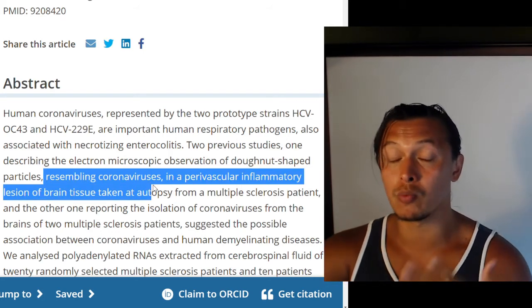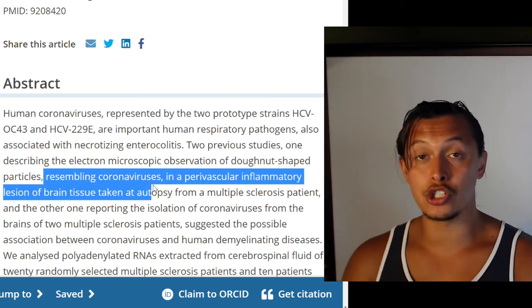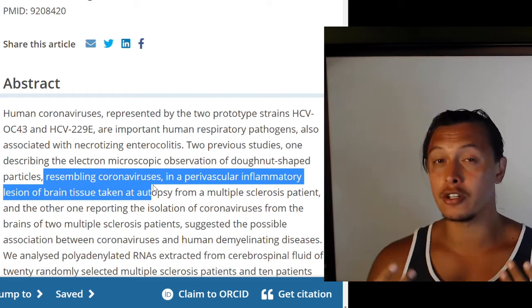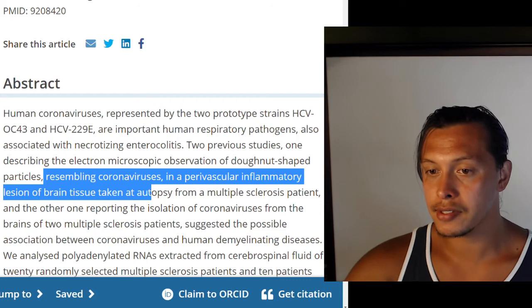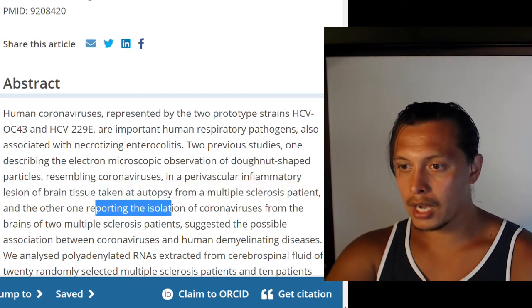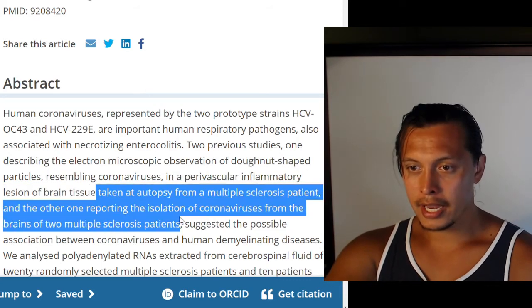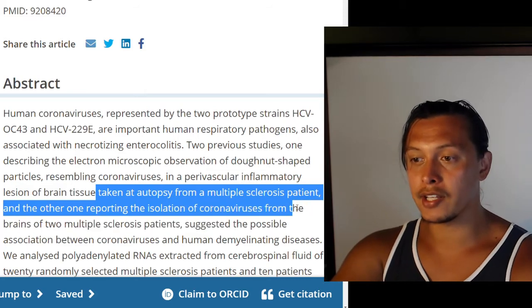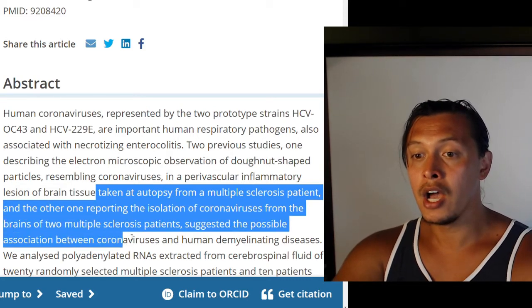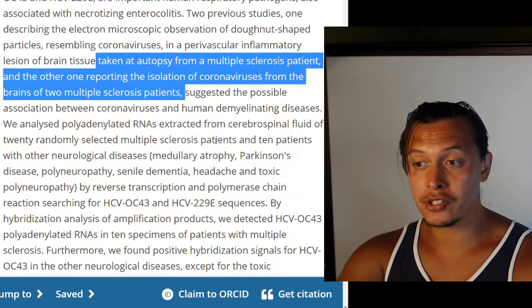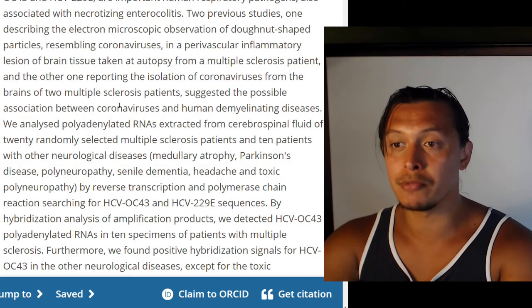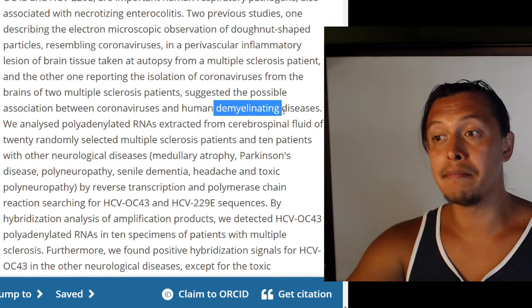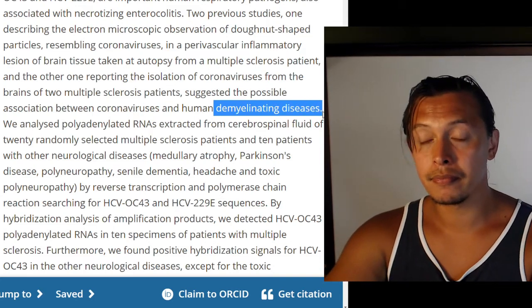So they weren't able to run these fancy genetic tests on them at the time. They could only see an image that looked similar to coronaviruses. So let's continue. Another one reports the isolation of coronaviruses from the brains of 2 multiple sclerosis patients. So this suggested a possible association between coronaviruses and human demyelinating diseases.